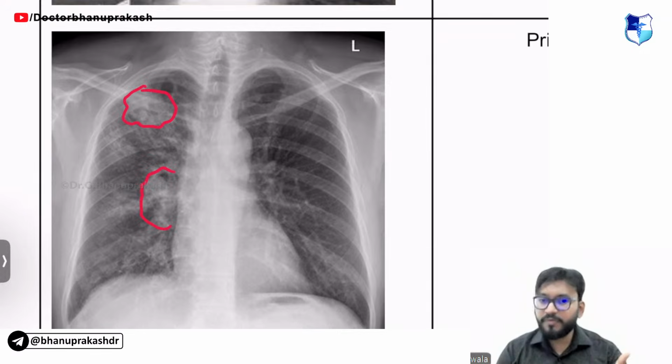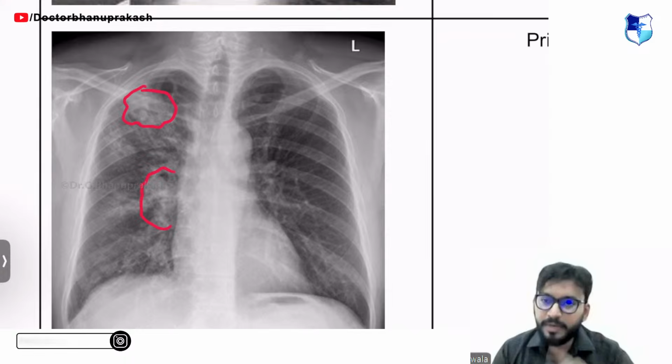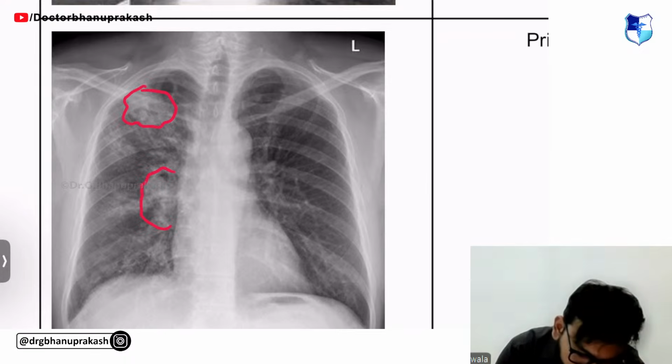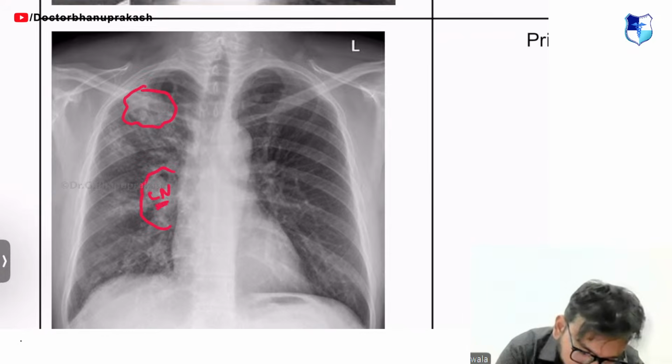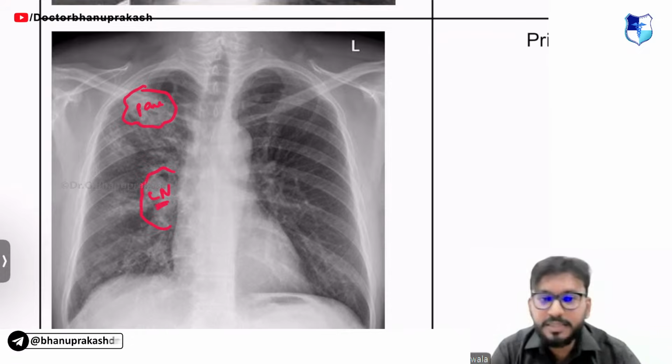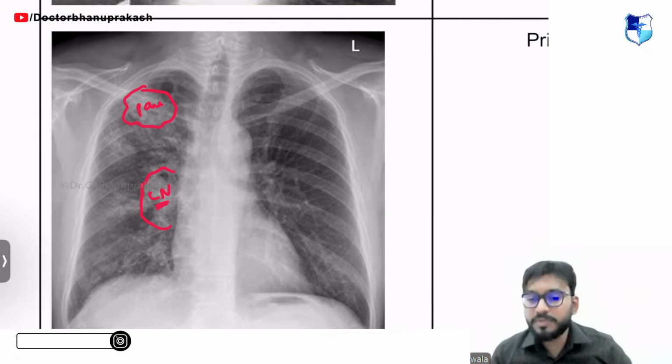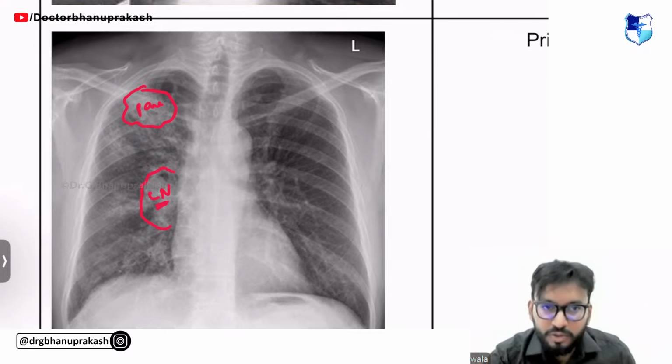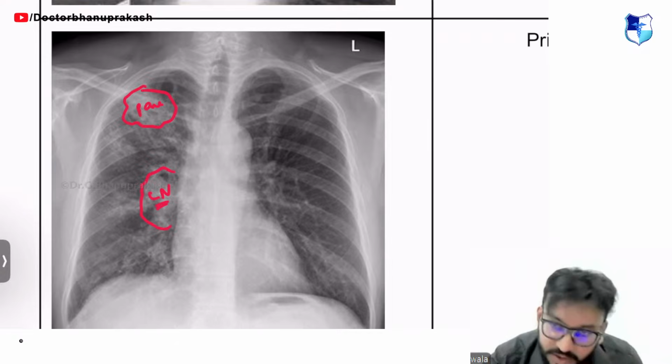So this is how your question will be framed, and this is what you'll be given. This is primary TB. Why primary TB? You can see lymph nodes, guys. These are the hilar lymph nodes, and this is your parenchymal pathology. The lung parenchyma is involved, lymph nodes are involved. This forms a complex. This is known as what complex?